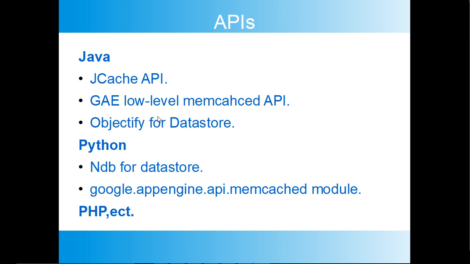Then the APIs. There are a lot of APIs for Java: JCache API, GAE low-level memcached API, Objectify for the datastore. For Python also, NDB for the datastore. You have a Google App Engine API memcache module. Also you have PHP, Scala, and other languages' APIs for memcache.